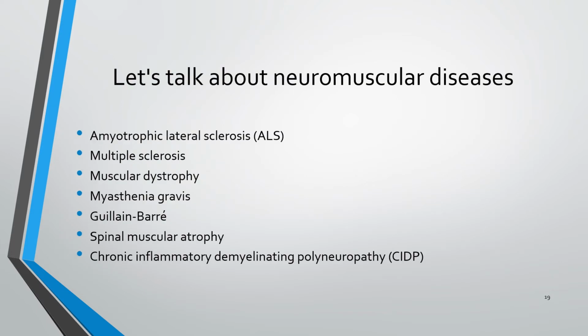So let's start talking about different types of neuromuscular diseases and what kind of pulmonary function test could benefit this particular disorder. Some of the neuromuscular diseases I'm going to be talking about is ALS. I'm going to be talking about multiple sclerosis. I'm going to talk about muscular dystrophy. I'm going to talk about myasthenia gravis. I'm going to talk about Guillain-Barré. I'm going to talk about spinal muscular atrophy. I'm going to talk about chronic inflammatory demyelinating polyneuropathy, or commonly known as CIDP.